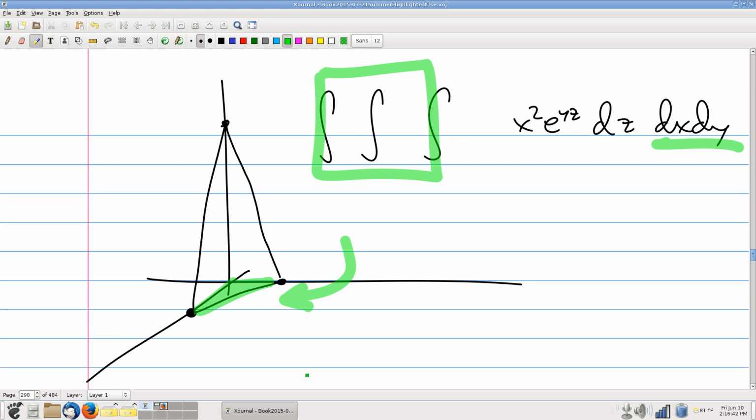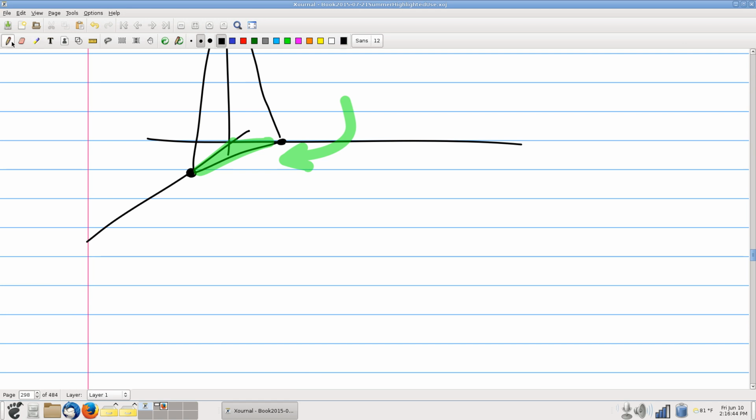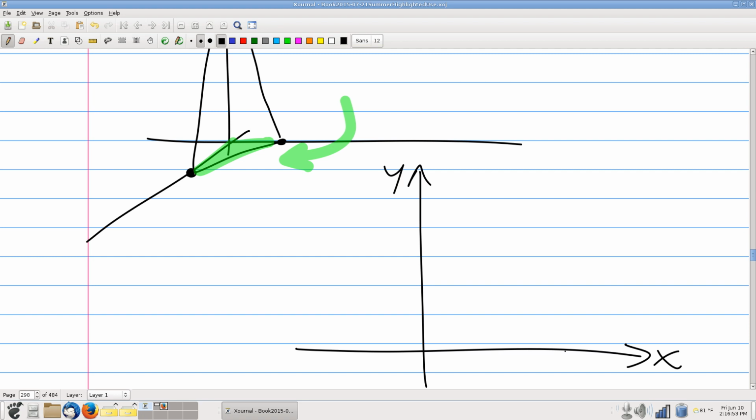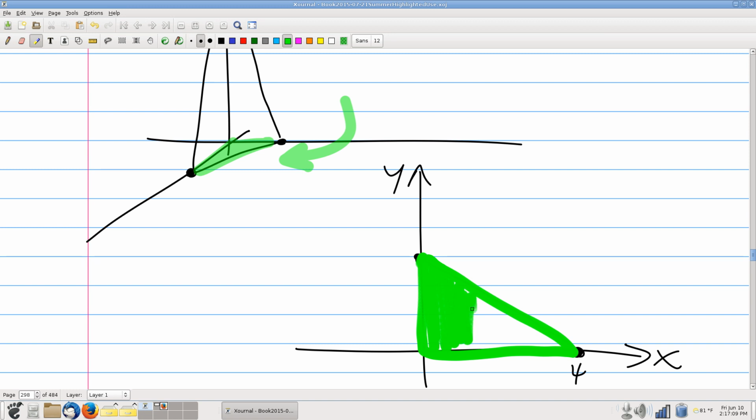In fact, let me just redraw that picture. I don't need the three-dimensional part of that. Let me just do this. And in the xy plane, this intercept was 4, this intercept was 3, and so here's that projection. This is what I need to look at in order to get the x and y bounds. Everybody good so far?